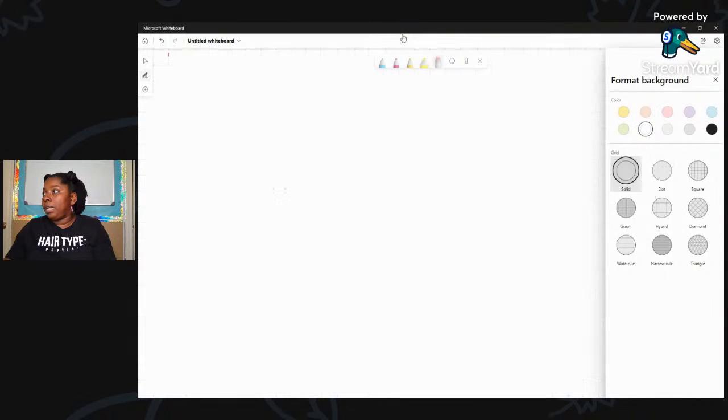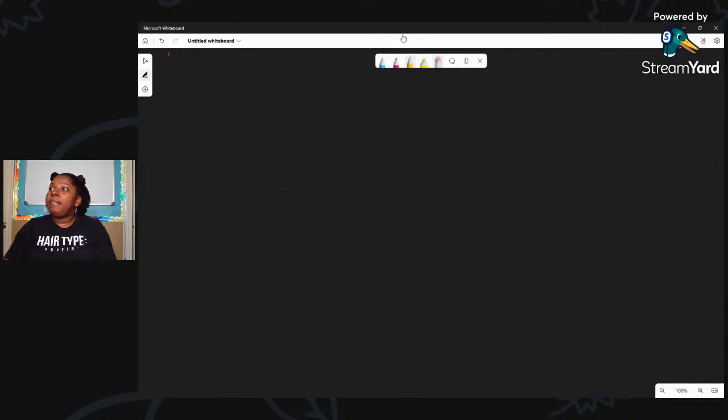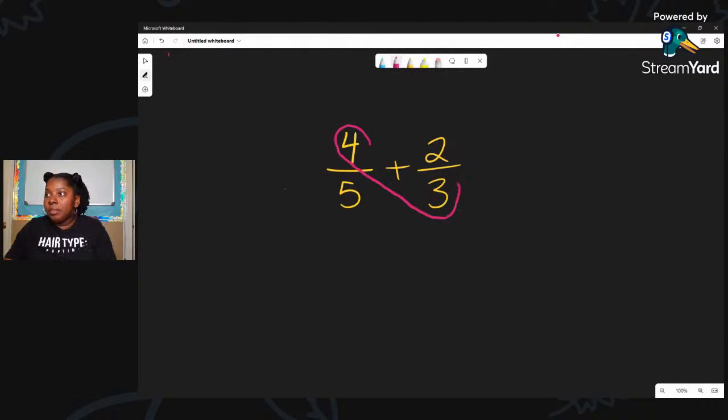All right, so here we go. Format background, we want plain and black. So butterfly trick, I'm assuming this is when we are adding fractions, correct? Sure, Miss Moore. All right, so 4/5 plus 2/3. The butterfly method is we're just going to make those wings of the butterfly right there. We're going to multiply the diagonals. So what's 4 times 3?